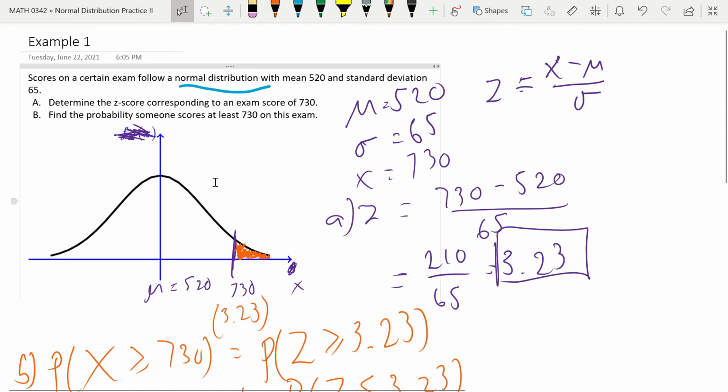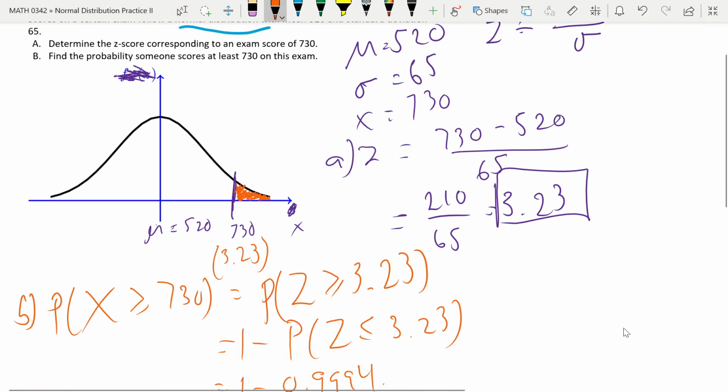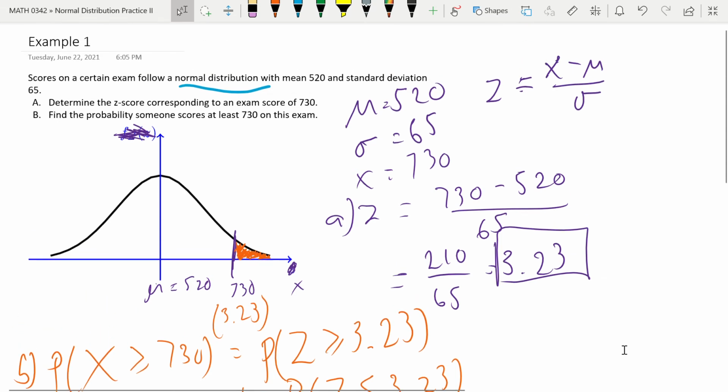So notice what we did here. We took a raw data score, cast that into a z-score, and used that to find a certain area with the tools that we have handy. And so now let's move on to the next example, which is a little more involved.